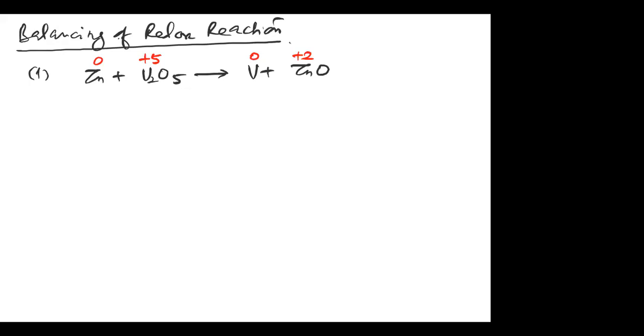So zinc gets oxidized from 0 to +2, and in vanadium pentaoxide, vanadium gets reduced from +5 to 0 oxidation number. As far as simple balancing is concerned, you can balance the atoms: whatever atoms we have for oxygen on the reactant side, we have the same on the product side also. If you multiply zinc oxide by 5, the oxygen atoms will be balanced, and if you multiply by 2, the vanadium atoms can be balanced, and if you multiply zinc by 5, the zinc atoms are also balanced. So it is a balanced redox reaction.